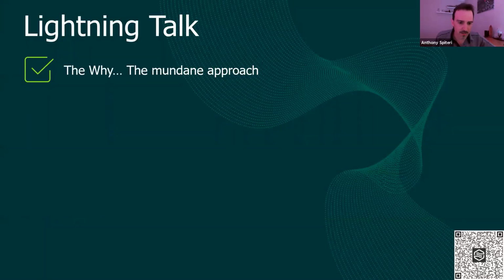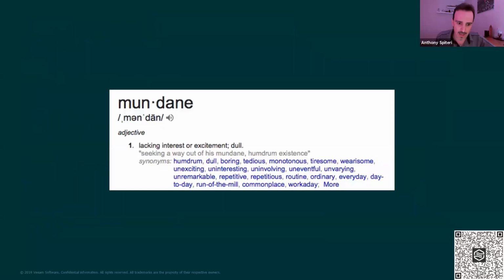Okay. So let's just first talk about the mundane. Mundane, by its definition, is lacking interest or excitement, or dull, okay? And if you look at the synonyms down there, tedious, monotonous, tiresome, wearisome, all these adjectives are basically describing a lot of our day-to-day operations as IT administrators, right? For so long, we did everything on repetition, and that's okay.